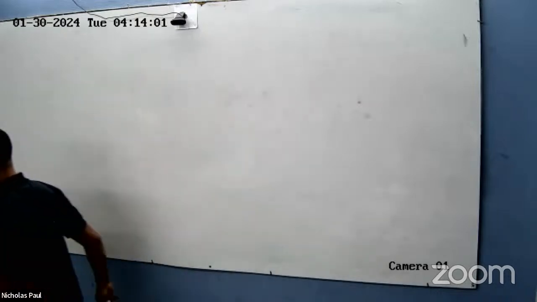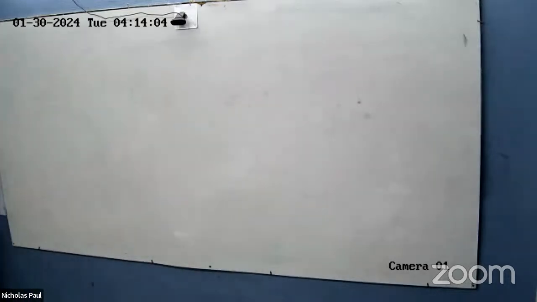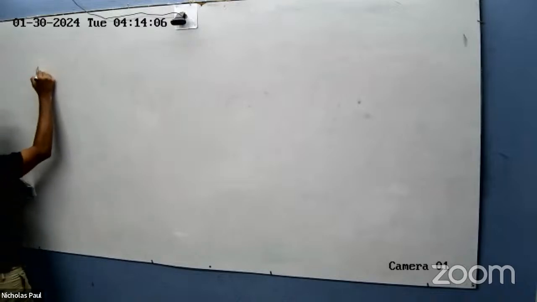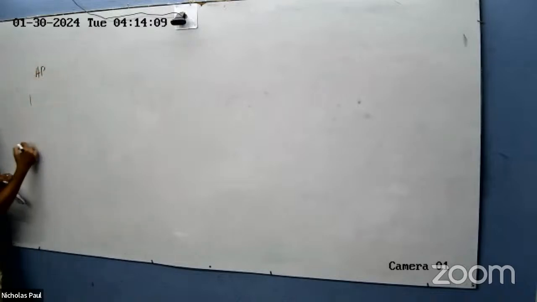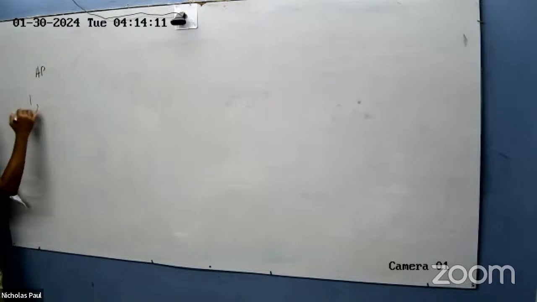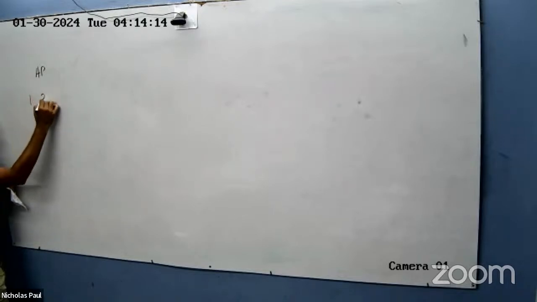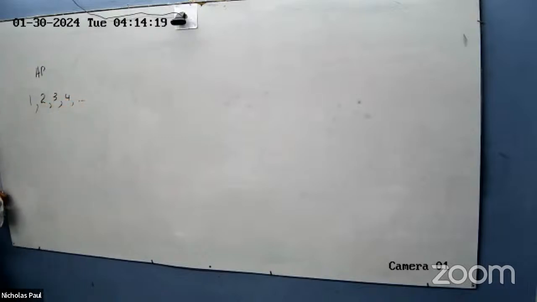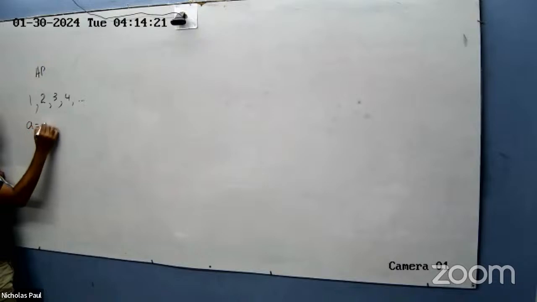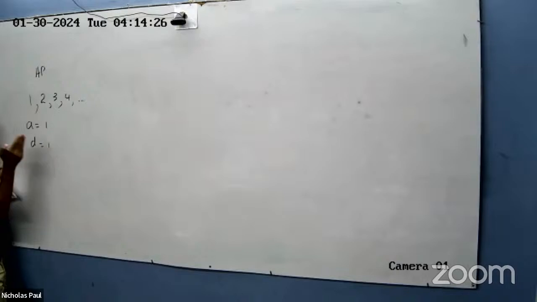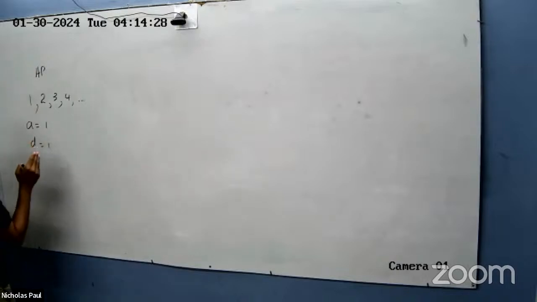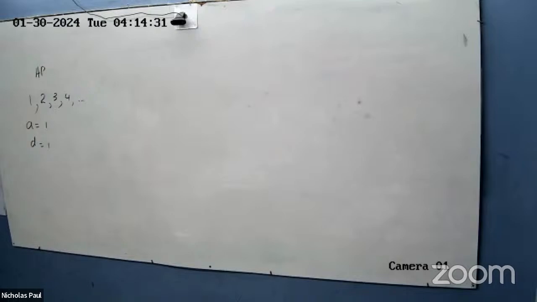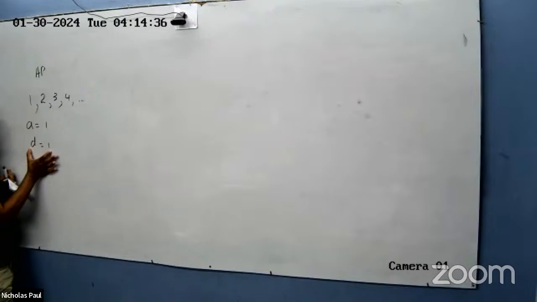So what's an AP and what's a GP? A very, very simple AP is this: 1, and you keep adding the same number. So you keep adding, let's say, 1 to this, 1 to this, 1 to this. That's an AP. For this AP, the first term is 1, and the thing that it changes by is 1. This could be a fraction, this could be a whole number, this could be a negative value, it doesn't matter. They must all consistently change by this.